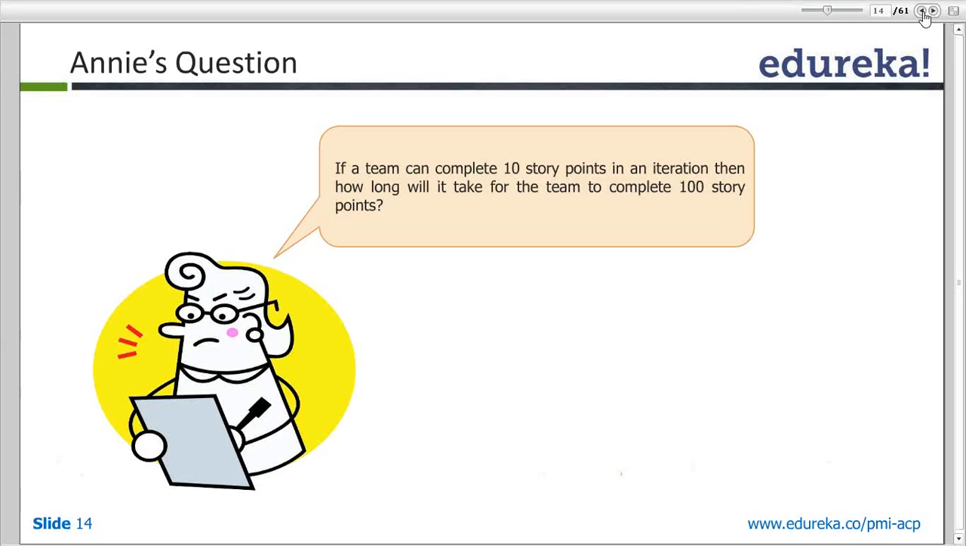Okay. So if a team can complete 10 story points in an iteration, then how long will it take the team to complete 100 story points?